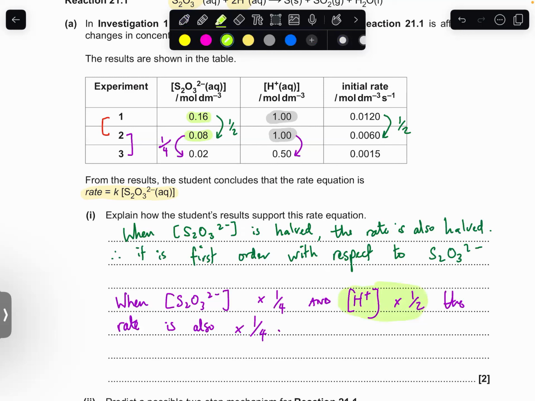the proportion of S2O3 to rate has the same effect. So H+ has no effect on the rate, therefore it is 0 order with respect to H+. Okay, second mark. Moving on.